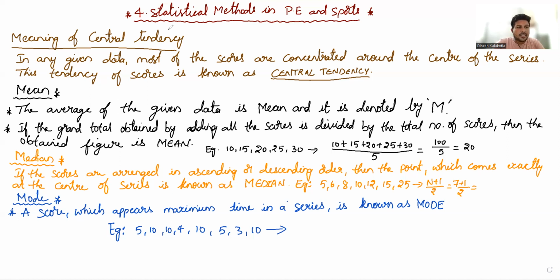In any given data, most of the scores are concentrated around the center of the series. So this tendency of scores is known as central tendency. If you take the marks of any of the scores, the scores are mostly concentrated in the middle region of the series. Let me give one example so that it will be very clear for you.